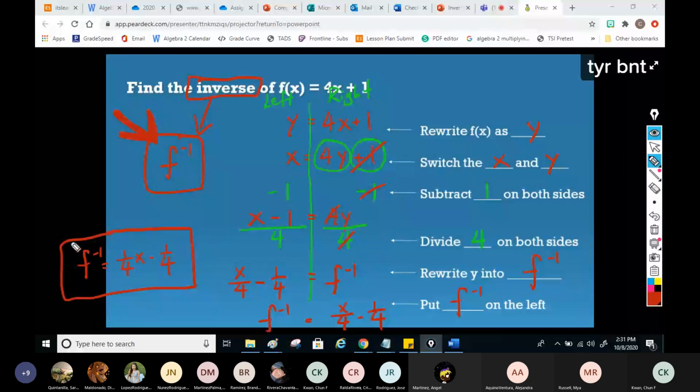So the inverse function equals 1/4 times x minus 1/4. All right, I want you guys to write it down on your notebook. Make sure you write down everything on your notebook.